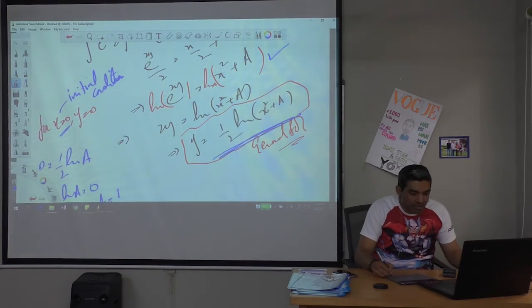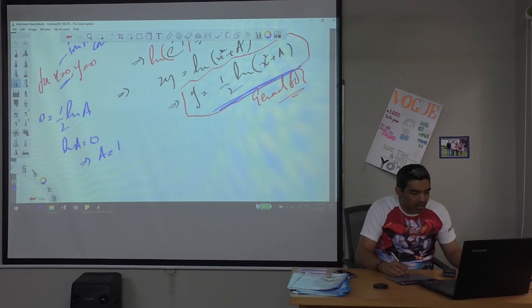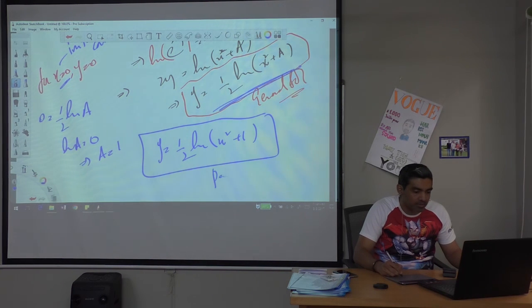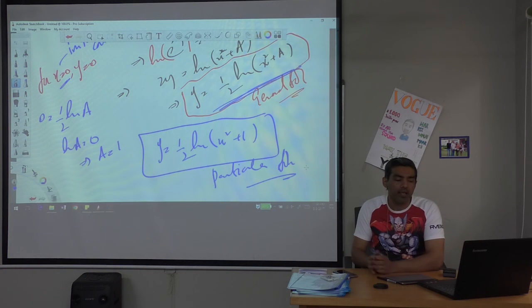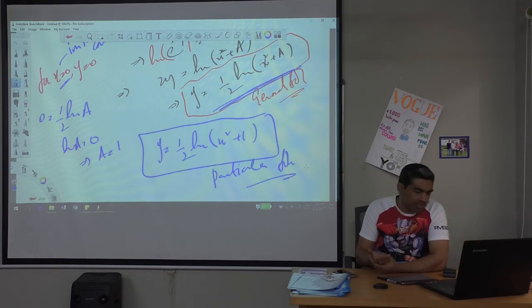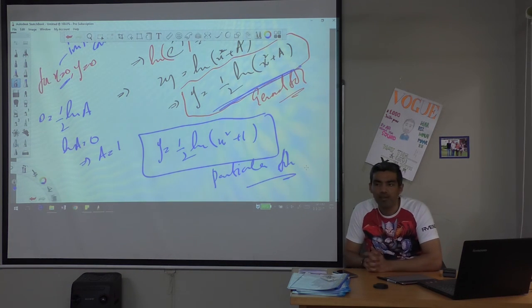Okay, so we got the value A is 1, therefore our solution is y is equal to half ln of x squared plus 1. This is our particular solution. We can write the half as a square root too, or you can write half as well. Are we all good?